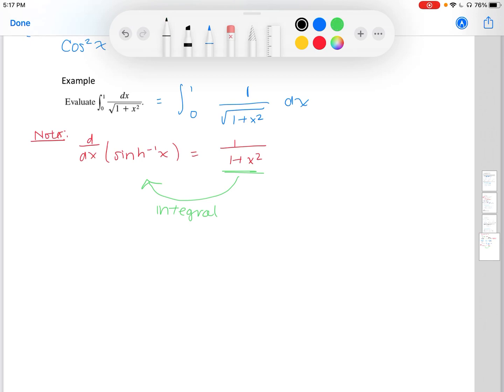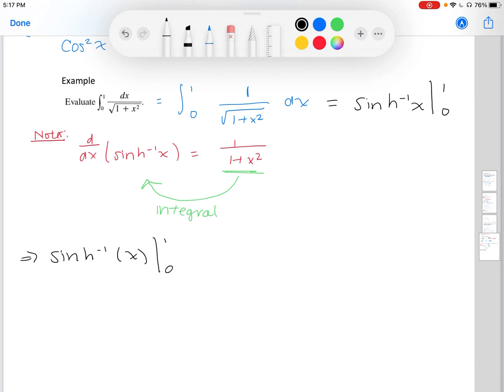All right, so let's go ahead and work this out. So we see that the integral of 1 over the square root of 1 plus x squared would be our hyperbolic sine. So our integral is sinh inverse of x from 1 to 0. All right, I'll continue over here. So we're trying to evaluate this hyperbolic inverse function.